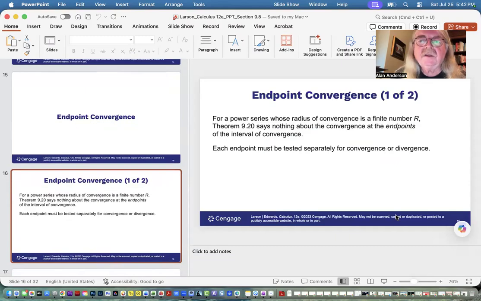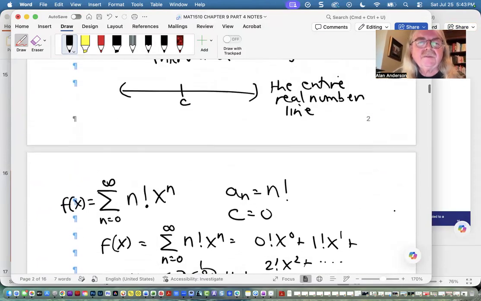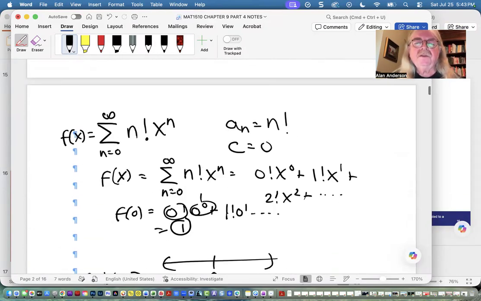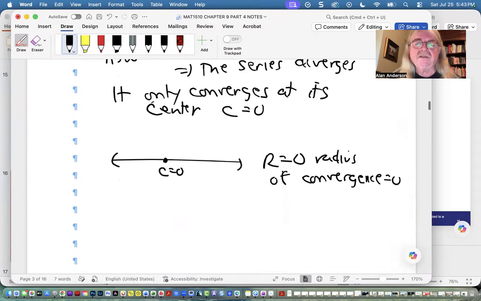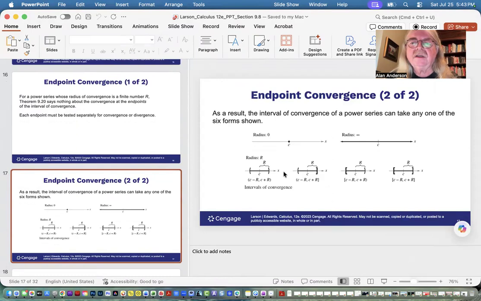Endpoint convergence. If you look at these intervals, you'll see that they have endpoints, and we may need to test for convergence at the endpoints as well. We want to know if, for example, they are included in this interval or not. In the next slide, they're going to show us several cases that we could encounter.